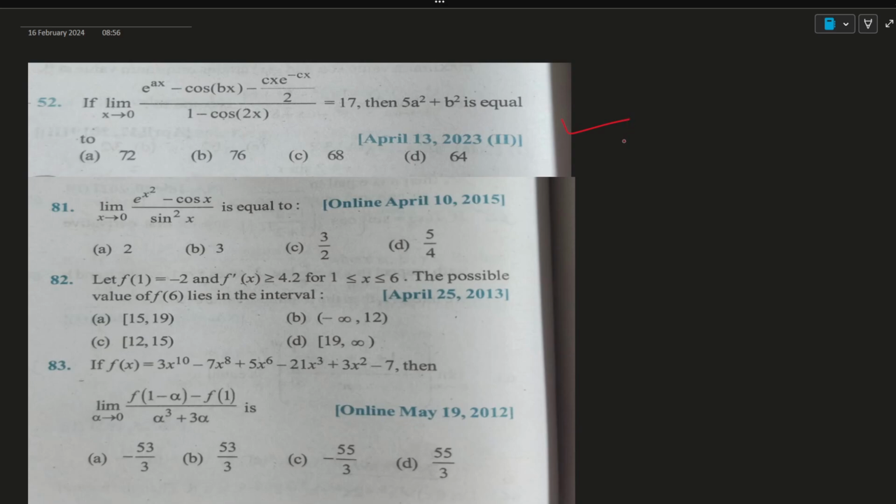So the question is clearly visible to us. The first question I'm going to solve is this one. So this question I'm going to solve.